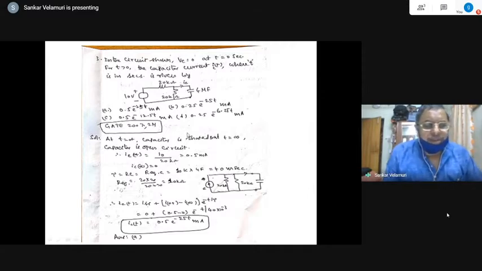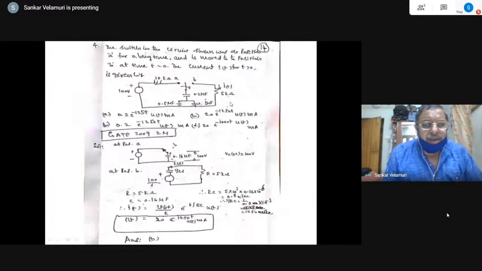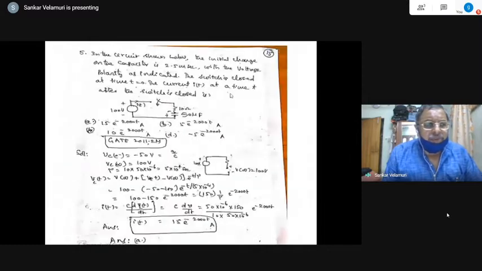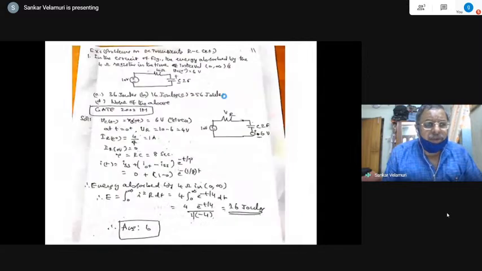Okay, anyway, these are some of the tips for making good preparation for your GATE examinations. Not just this chapter, any subject, any topic, you should be able to do like that. So they are total 18 pages, out of which I have just discussed up to 2 problems, in the RL circuit only.